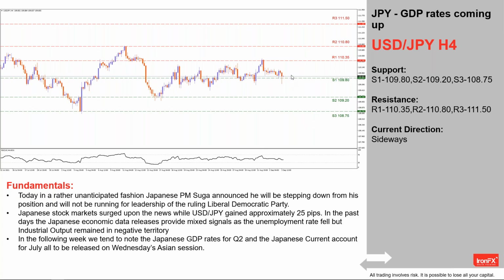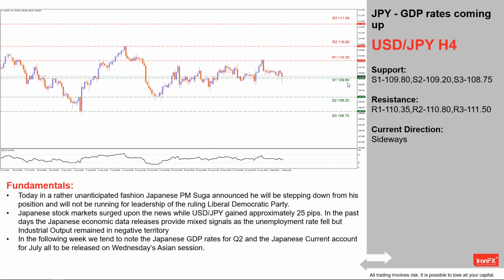So technically, USDJPY remains mostly trading between our R1 110.35 and our S1 109.80. By the way, the USDJPY, in my opinion, is very similar to USDCHF. They're both trading in a small, tight range. Not a lot of price action, not huge moves, just using the regular range between the R1 and S1 as noted.